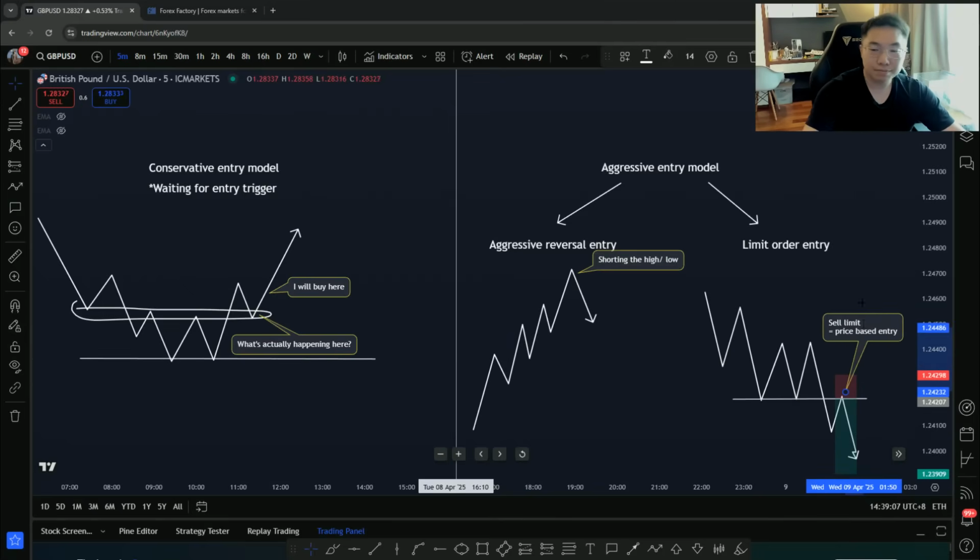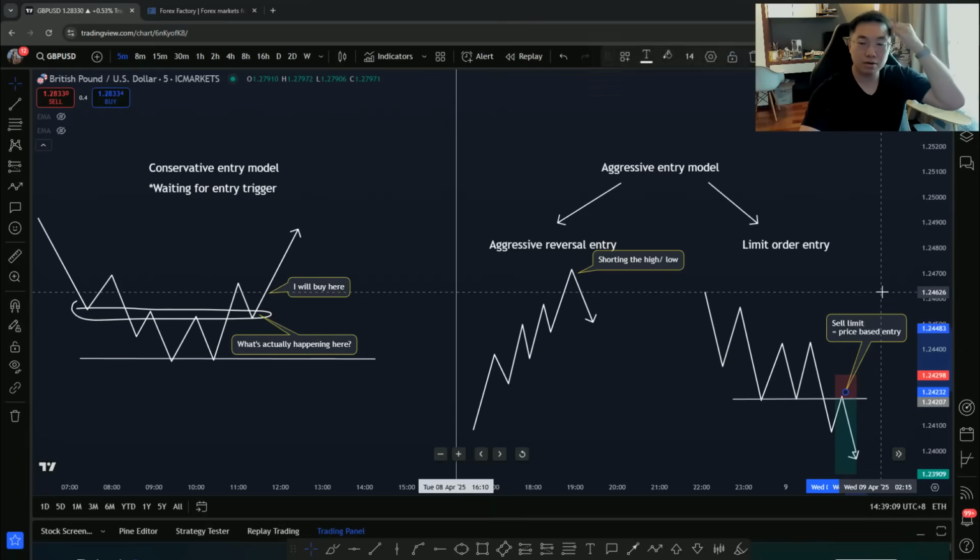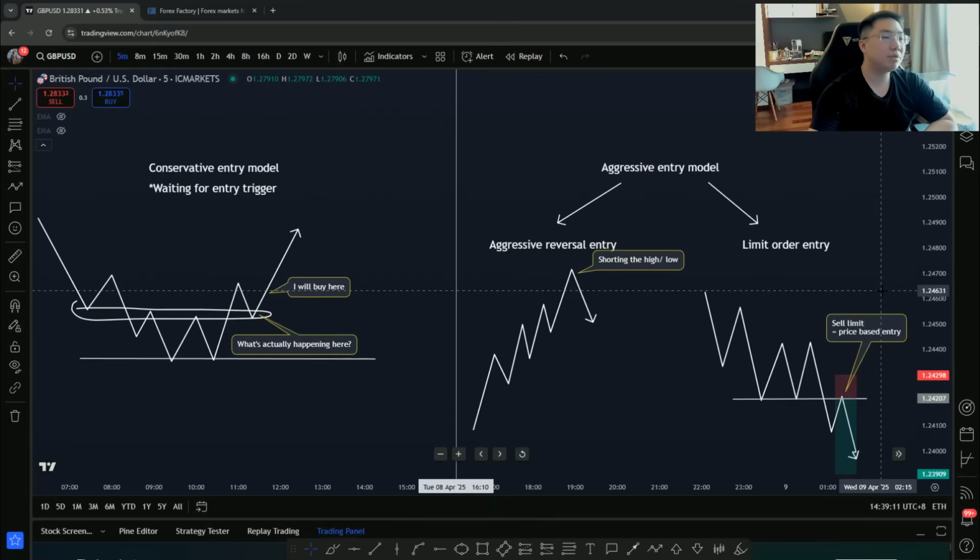Price-based entry. Okay, price-based entry simply means you are being sensitive to your entry price. That's it. Because the only reason why you put on a limit order is because you say that from a logical standpoint, I want to short it here, not any higher, not any lower, but at this specific level. Why? Because you have a very mechanical approach to trading the market.